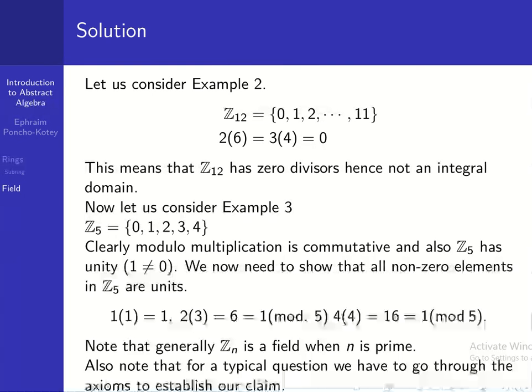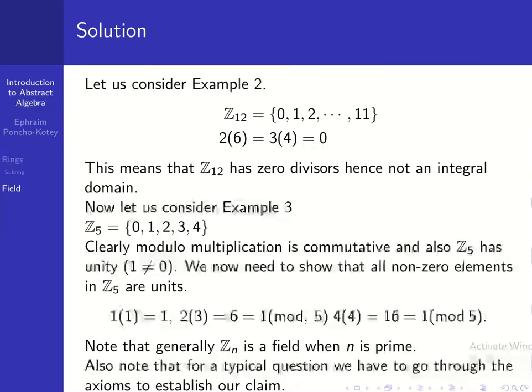Now let's begin with 1. 1 times 1 is 1. That is, the multiplicative inverse of 1 is 1. So 1 is a unit. Now 2 times 3 is 6, which modulo 5 is 1. So the multiplicative inverse of 2 is 3. Now the multiplicative inverse of 4 is 4 itself. So all the non-zero elements are units. So we can conclude that Z5 is a field. Note that generally Zn is a field when n is prime. So when n is prime, you are guaranteed that Zn is a field.